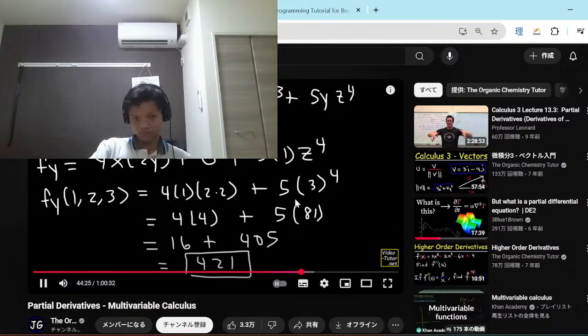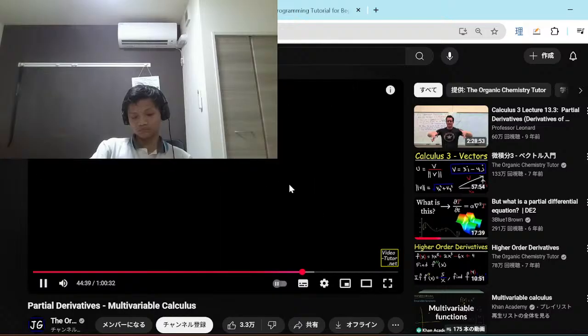So that's the rate of change of the function with respect to y at the point 1, 2, 3. So sometimes you may be asked to identify just one of the partial derivatives at a certain point. And that's how you do it. Now sometimes you may need to find higher order partial derivatives.